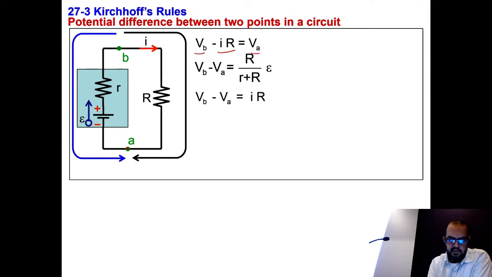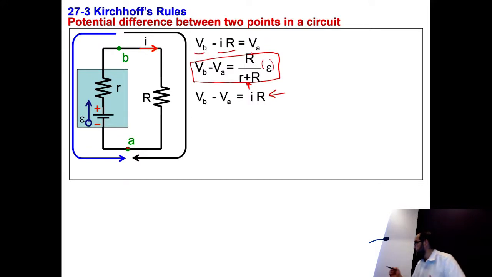So first of all, we get this equation here, and we know the current: we have the EMF and we have the equivalent resistance, capital R plus small r. So really, we can replace the current by this expression, epsilon divided by (R plus small r), and multiply it by capital R. So this is now the potential difference across the battery.